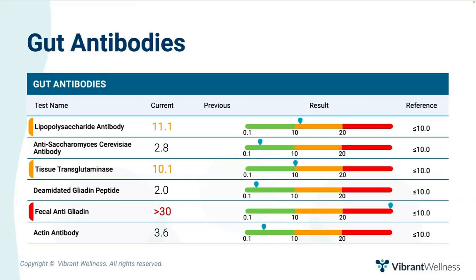Gut antibodies appear next. This panel offers an in-depth analysis of immune responses to bacteria, fungi, and autoimmune markers. For example, anti-Saccharomyces cerevisiae for fungal reactivity. It evaluates key markers for gluten sensitivity, autoimmune conditions, and bacterial dysbiosis, providing a holistic view of gut health. In addition to ASCA, the panel also includes lipopolysaccharide antibody, tissue transglutaminase, deamidated gliadin peptide, fecal antigliadin, and actin antibody.